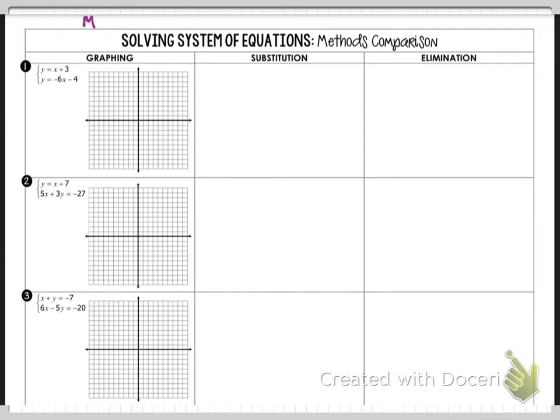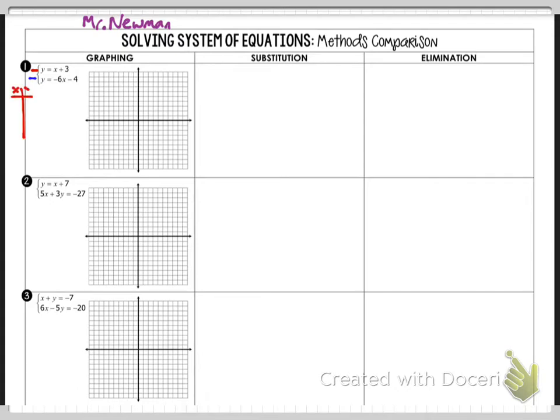Basically, we need to graph, use substitution, and use elimination on the same problem, just so that we know all three ways to solve this. So here's what we're going to do. I'm going to take the first one, y equals x plus 3, and I'm going to graph that in red. And I'm going to take the second one, I'm going to graph that in blue.